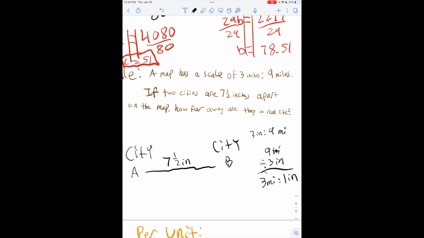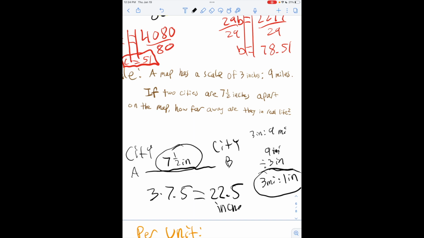Now I have to take this number that I just figured out and multiply it by how many inches I have. So 3 times 7.5, I changed it to a decimal, and we get 22.5. So the answer is going to be, again, check your units, 22.5 inches.